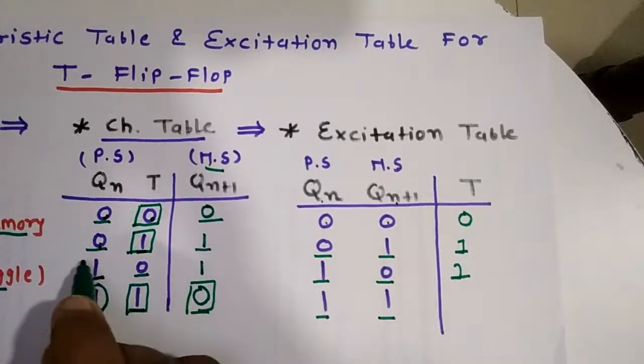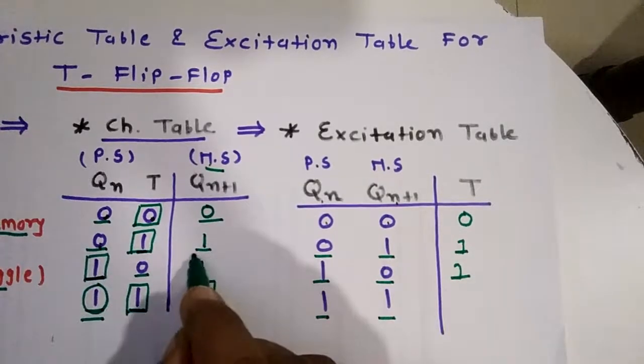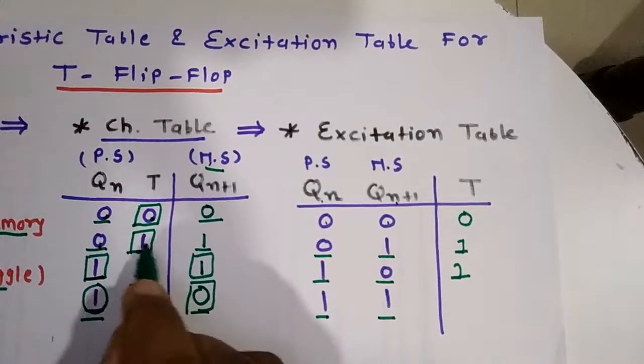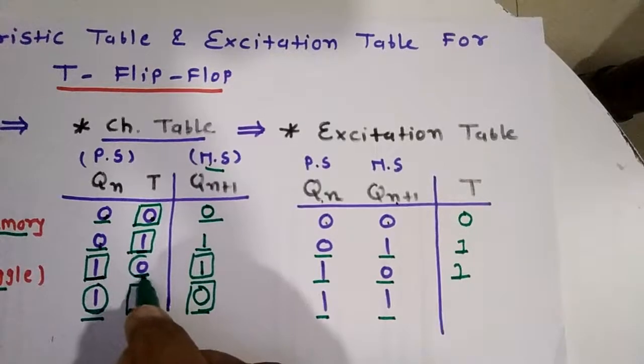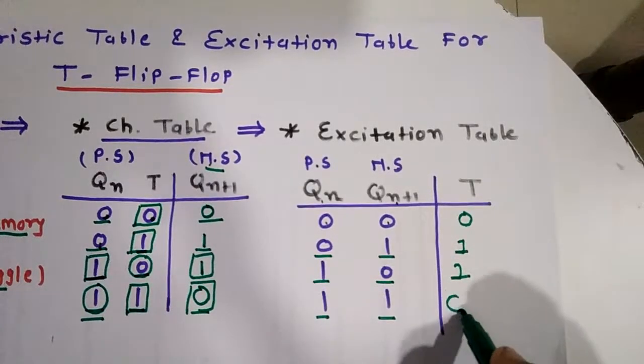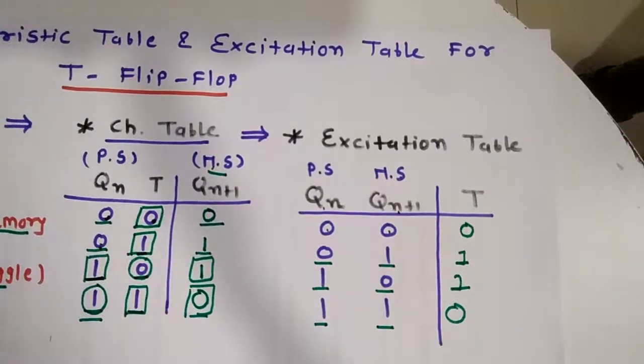If Q of n is equal to 1 and Q of n plus 1 is equal to 1, in this condition T is 0. This is the excitation table of T flip-flop.